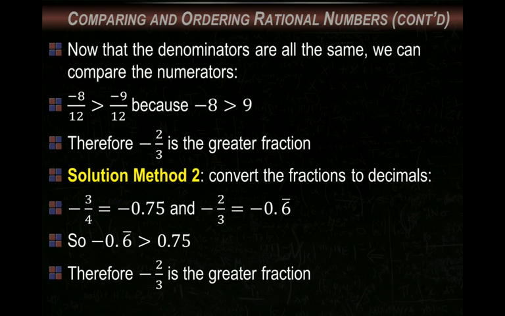Now, another way we could have done that is not to bother with the common denominator. We could have just made a conversion to decimal. So if I did that, I'd get -0.75 and -0.6 repeating. Which is bigger? Well, -0.6 is bigger because it's, again, closer to the positive side, and you'd get the same answer. So there's two different solution methods for the same problem. One is working with fractions, one is working with decimals.